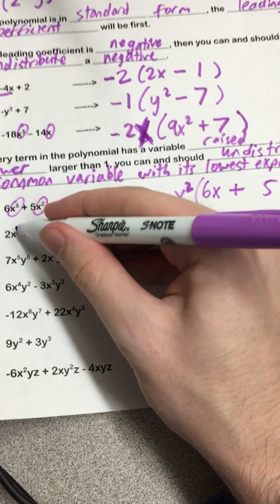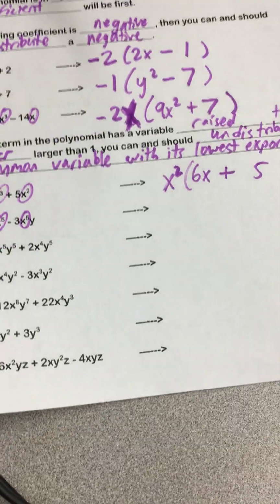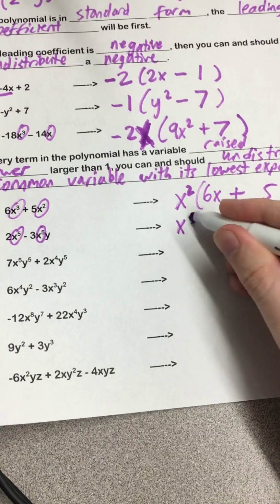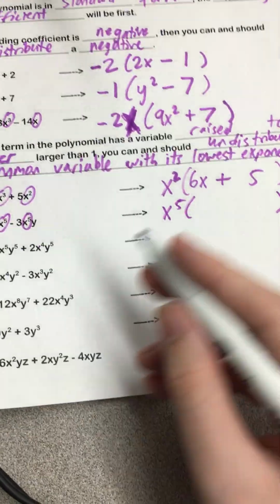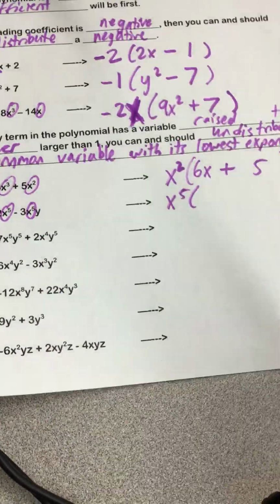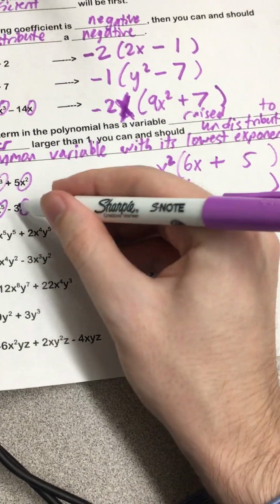Now this time, our common variable is x once again, and the lowest power is to the 5th power. So we're going to pull out an x to the 5th, and we're going to divide everything by x to the 5th. What that's going to do is it's going to cancel out 5 x's from both of these terms.